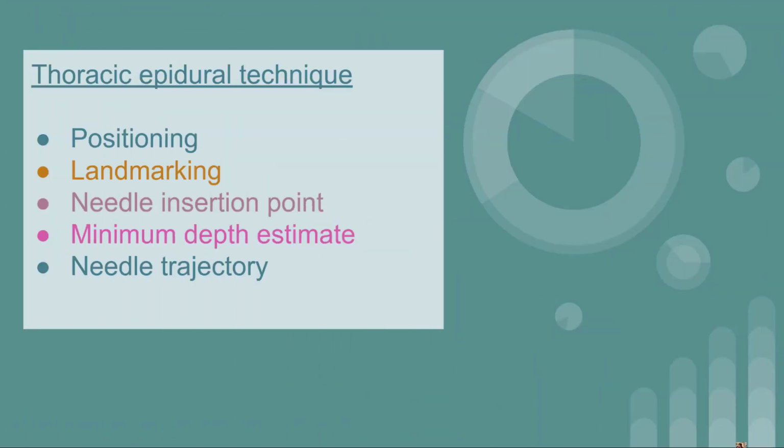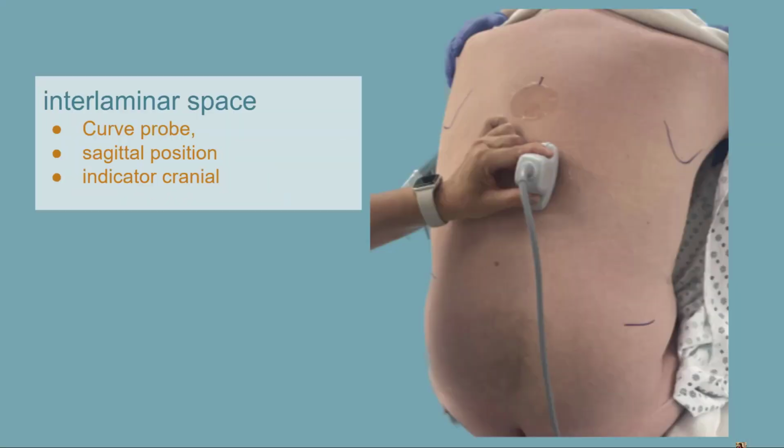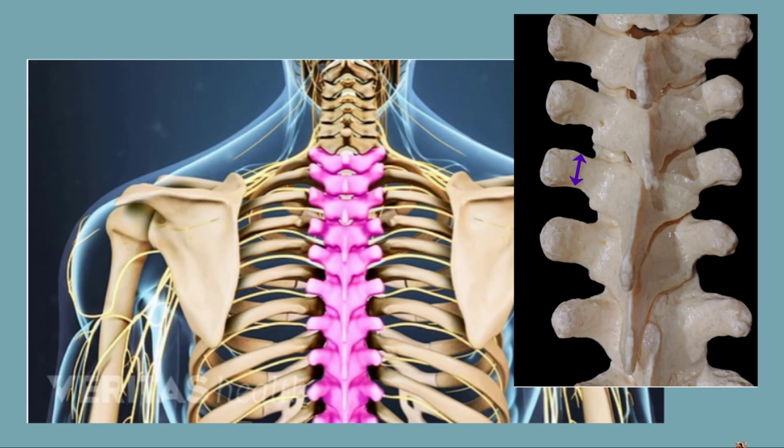The next step, which is a little bit more challenging, is going to be to find our interlaminar gaps. So that's going to help us, at our next level of practice, to fine tune where our needle is going to go. So how do we do that? This time we're going to have our curved probe again. We're going to have it in the sagittal position, so up down, and our indicator is going to be cranial.